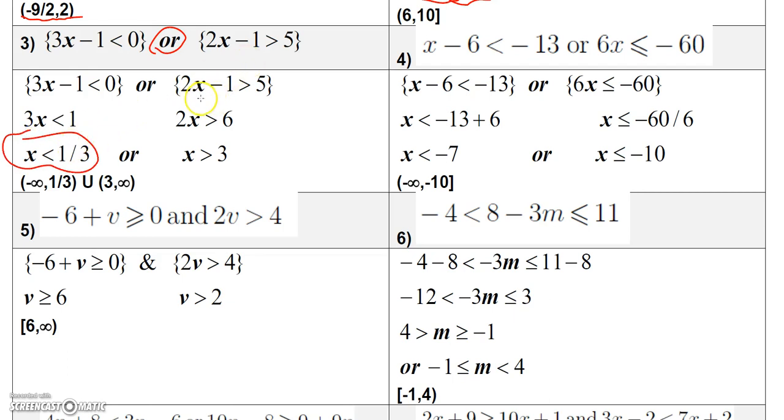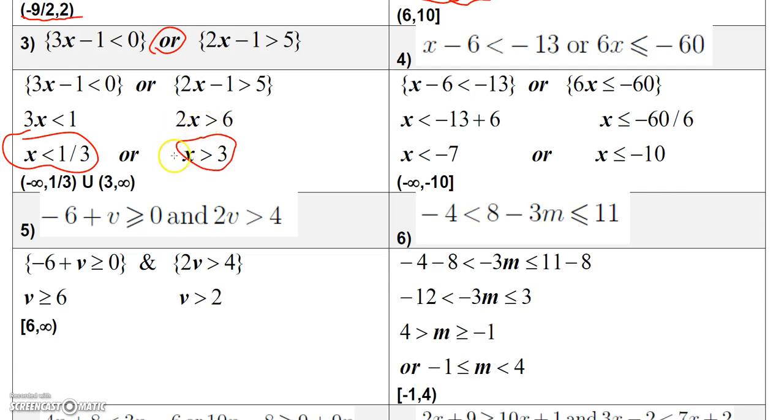Now, let's solve the other one. 2x minus 1 is greater than 5, so add 1 to both sides, and I get 2x is greater than 6. And then divide both sides by 2, and I get x is greater than 3. So the other solution is x is greater than 3.